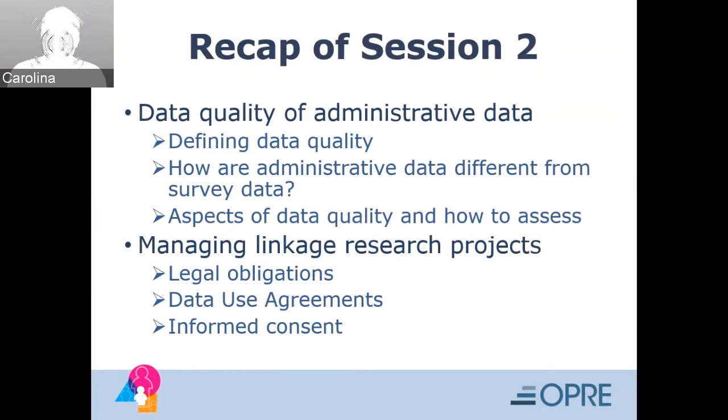Yesterday, Zach covered the data quality of administrative data: how to define data quality, the key criteria, how administrative data are different from survey data, and aspects of error, as well as data quality and how to assess that. All his emphasis was on the administrative data side. That's why today we will talk a little bit about the quality of the linkage for your specific analytic purposes. He also talked about some of the operational side of things that you need to keep an eye on, such as the legal obligations, data use agreement, and informed consent.